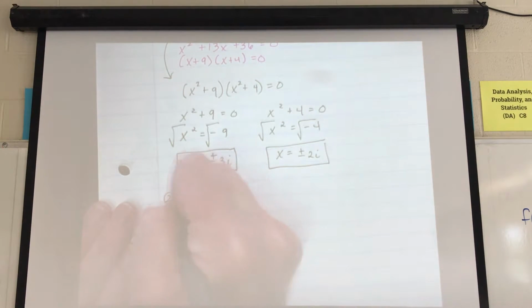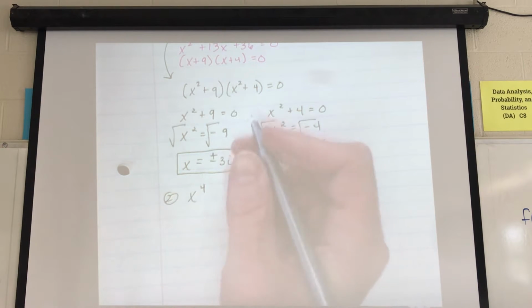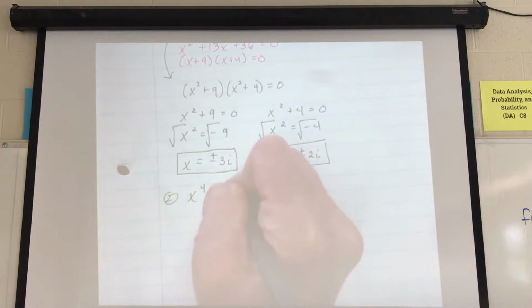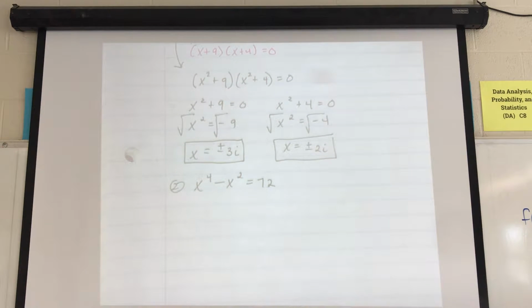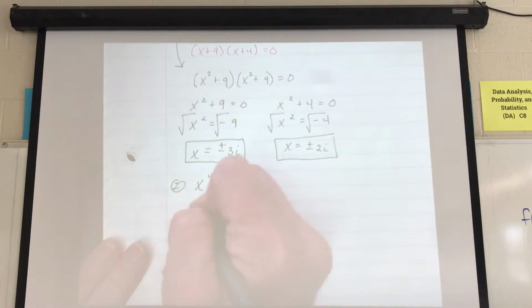Number 2. X to the 4th minus x squared equals 72. If you want to tune me out and try it, you just go for it. Step 1, make it equal 0. So I'm going to move the 72 over.